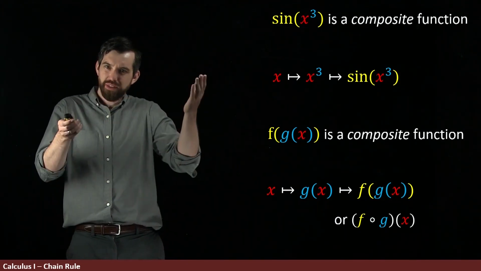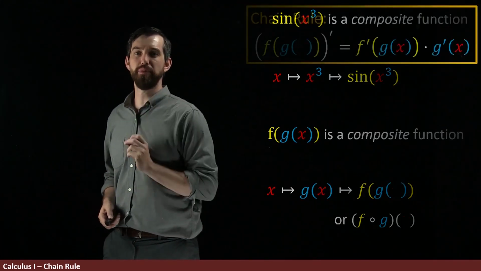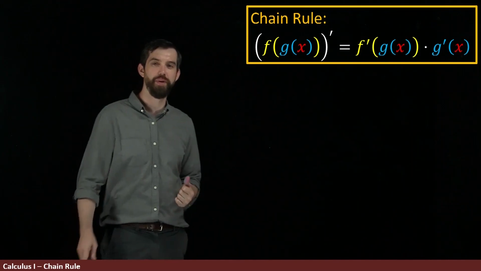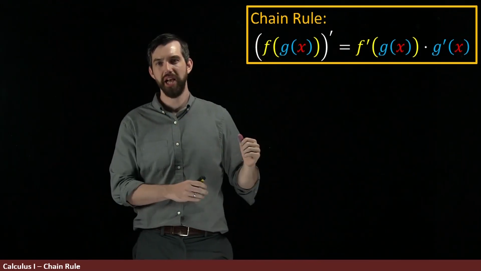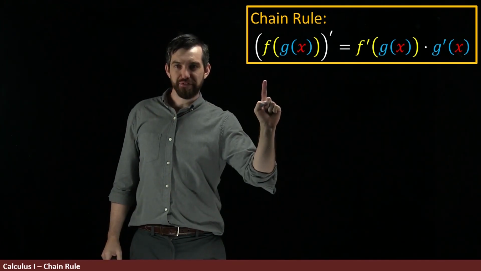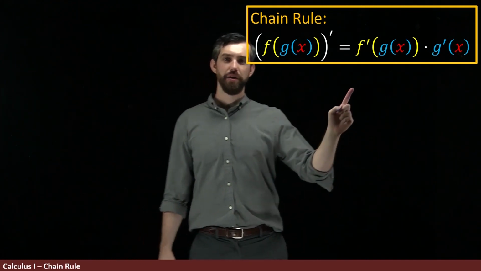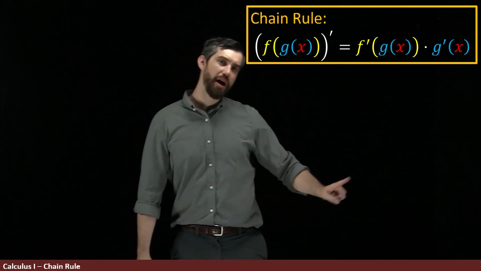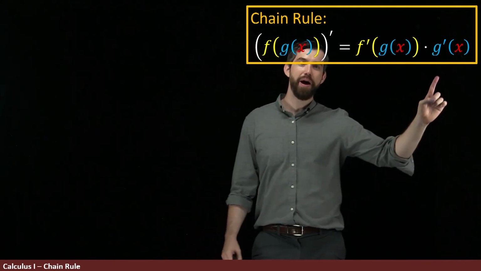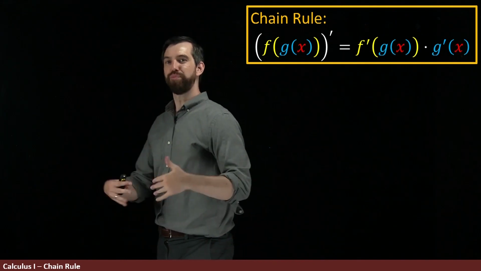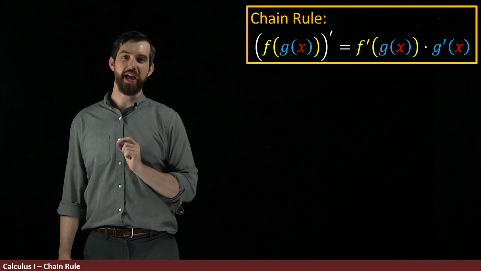So how do we take the derivative of a composite function? The formula is something referred to as the chain rule. It's going to look a little bit messy. If I'm going to take the derivative, notice I use the prime here, I put everything in brackets, the derivative of f composed g of x, well, it is the derivative of the outside evaluated at the inside multiplied by the derivative of the inside. f prime of g of x times g prime of x.